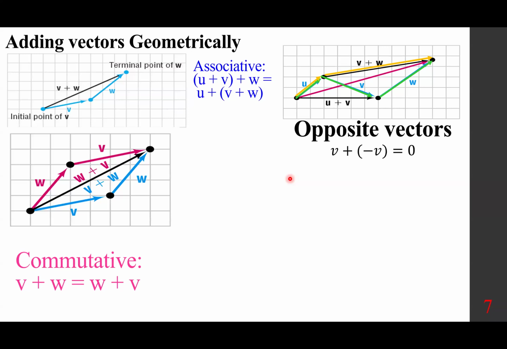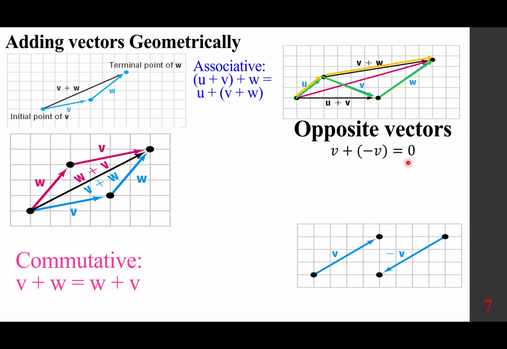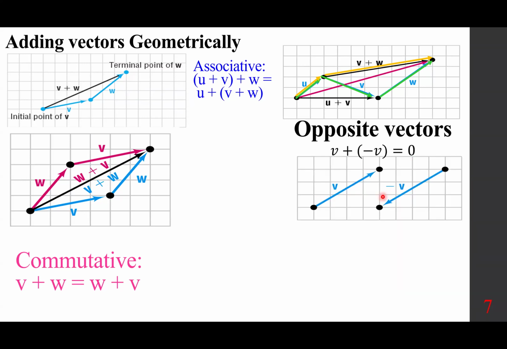Opposite vectors: V and its opposite add up to 0. That means V plus negative V is 0. V and negative V have the same magnitude but different directions, so we end up with the 0 vector. The 0 vector: V plus 0, or 0 plus V, equals V.